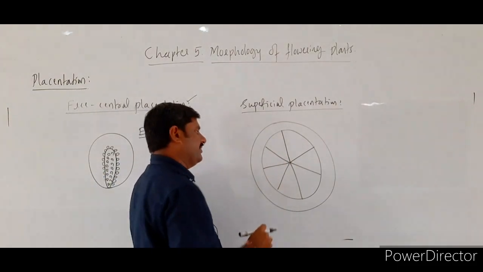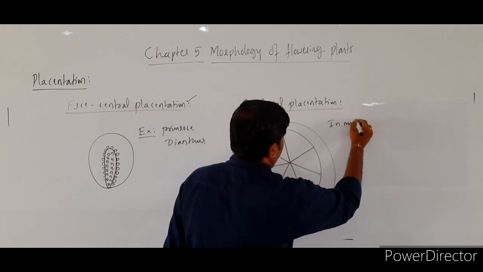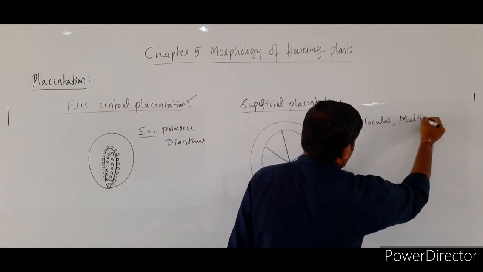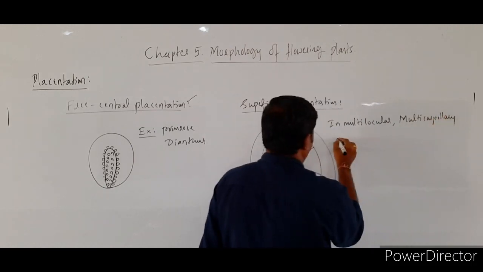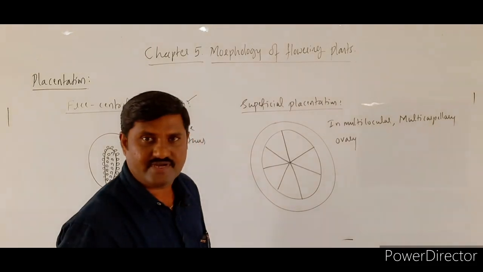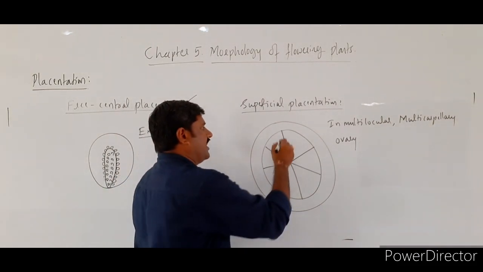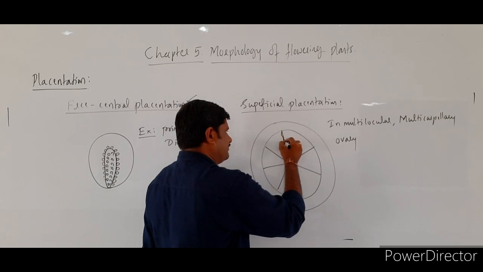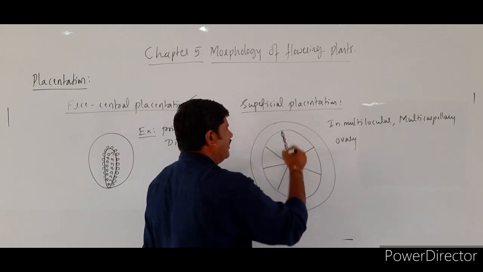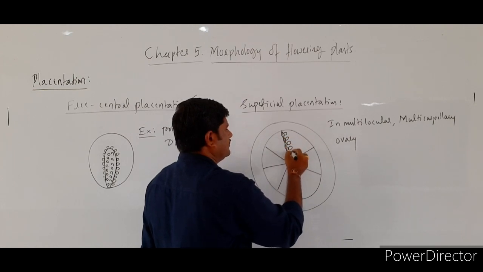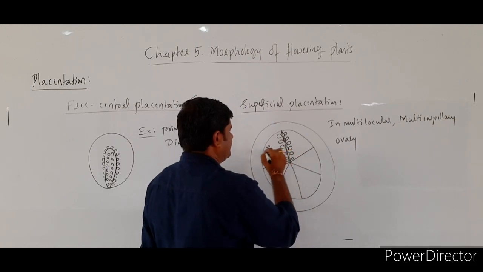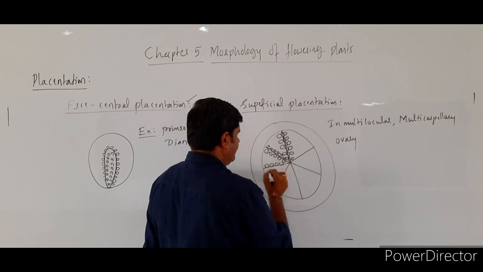See here what happens in a multilocular and multicarpellary ovary. Distribution of the placenta takes place on the partition walls, all over the partition walls. If the placenta is distributed on this partition wall, then a number of ovules are present all over it. Here the ovules are distributed like this on the partition walls.